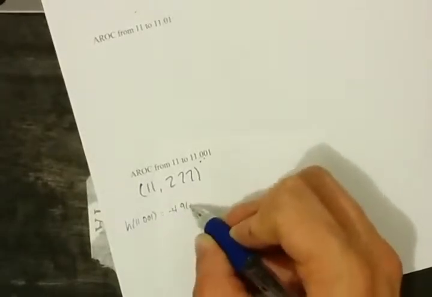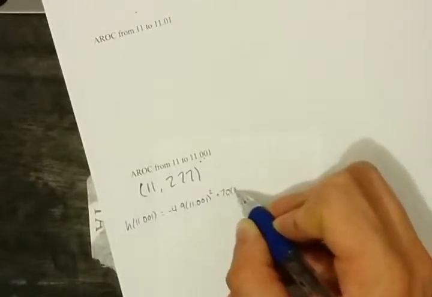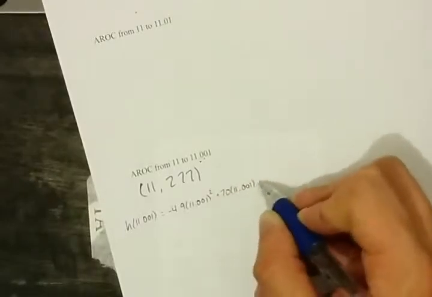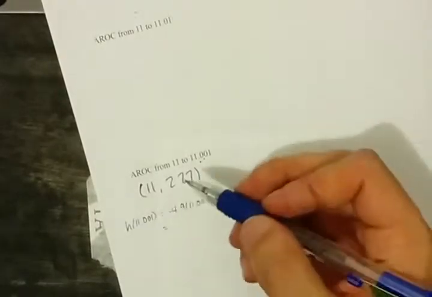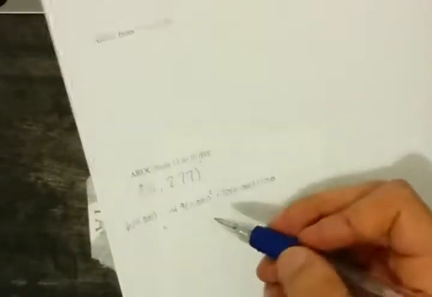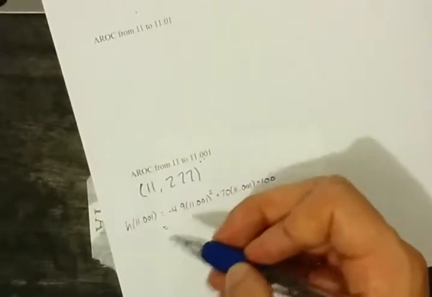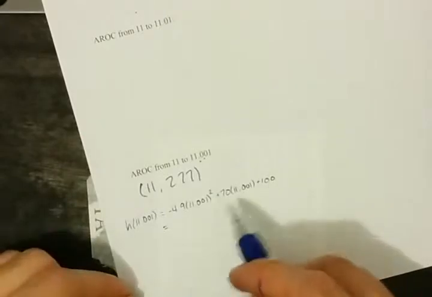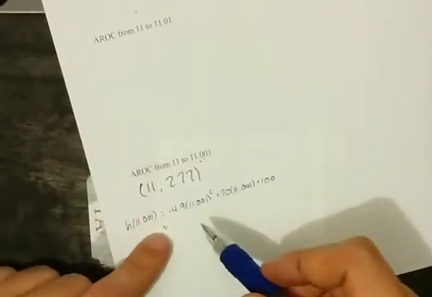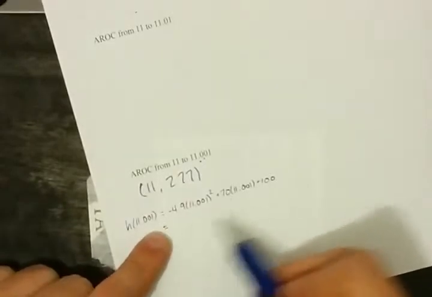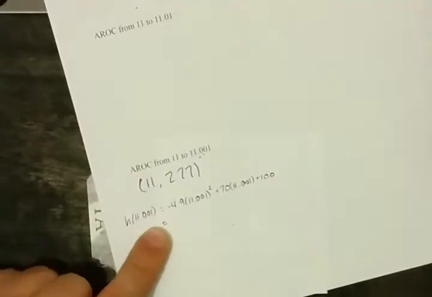Negative 4.9, 11.001 squared, plus 70 11.001s, plus 100. Now, for this particular example, when you do instantaneous rate of change, I want you carrying every single decimal place that you can through the calculation. I don't want you rounding it at all until the very end. The reason is, a tiny bit of rounding, even in the millionths place, can throw off your numbers here.